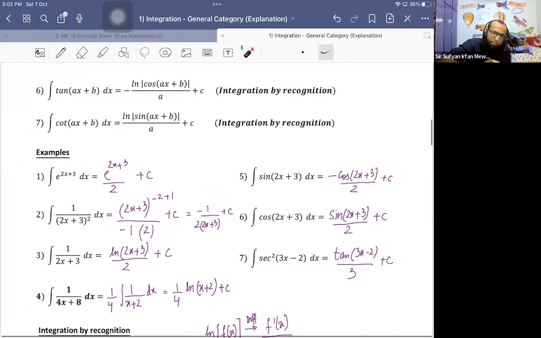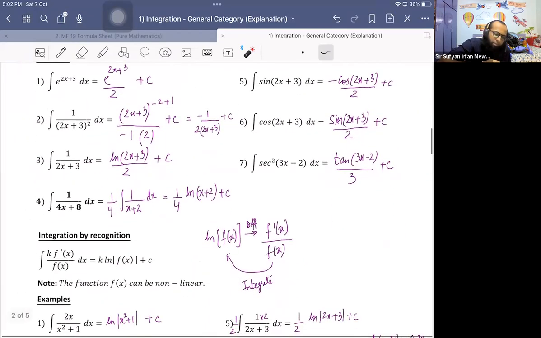Okay, great. Okay, then coming to integration by recognition.